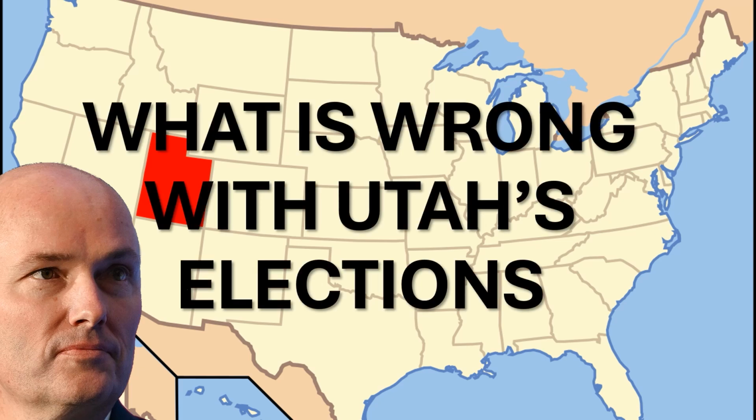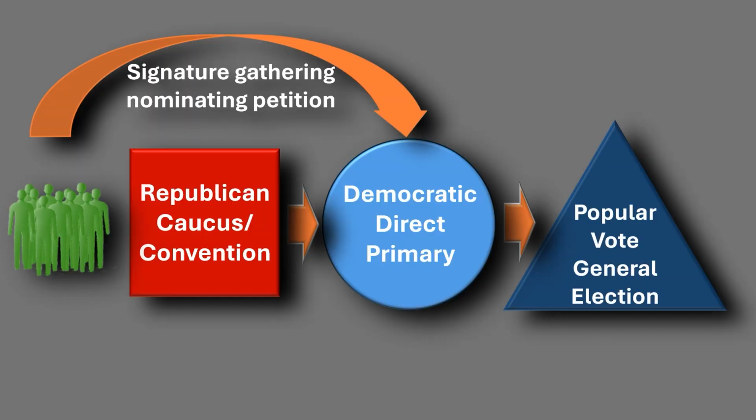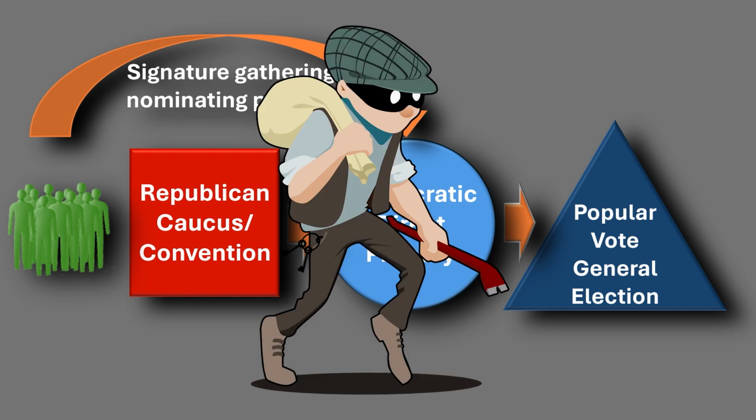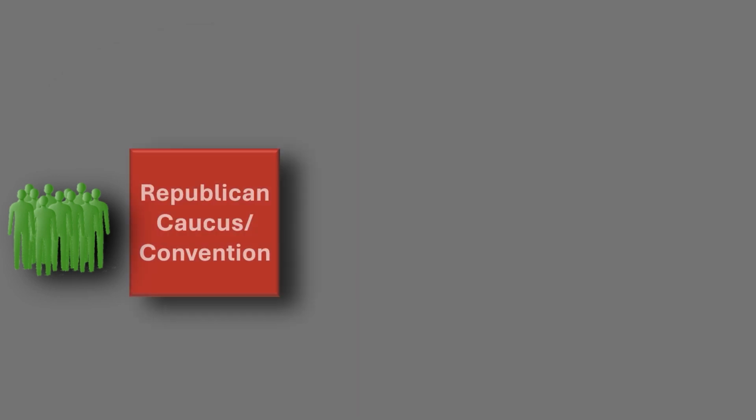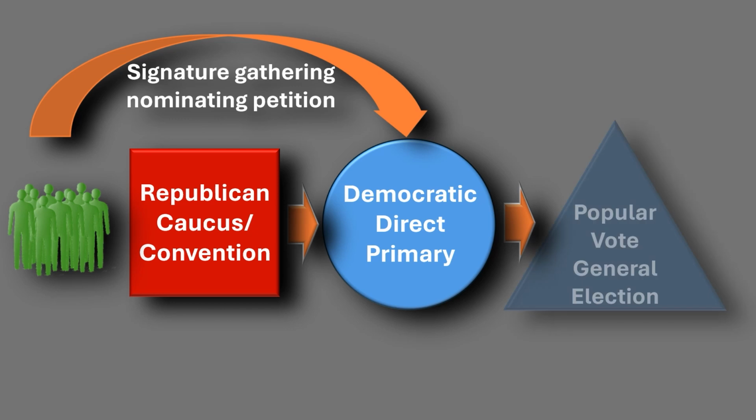What is wrong with Utah's elections? Today we're going to explain why Utah's election system looks like this, why this particular structure sabotages democracy and invites fraud, and what it should look like in order to restore security to the elections in any state in the country. In particular, the sequence matters. The complexity of the system also matters.